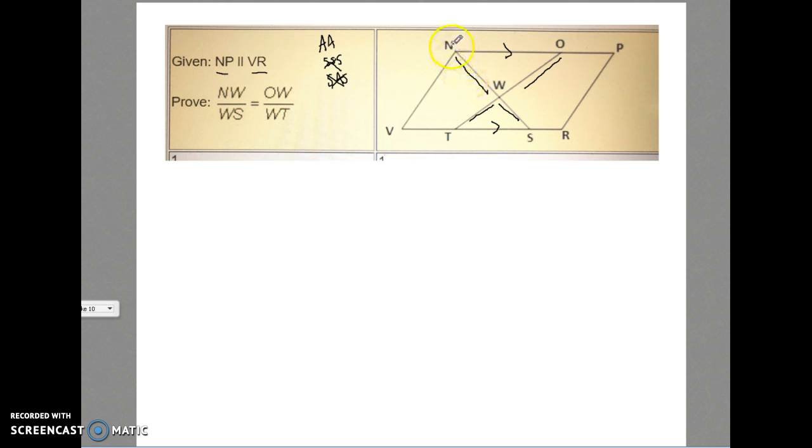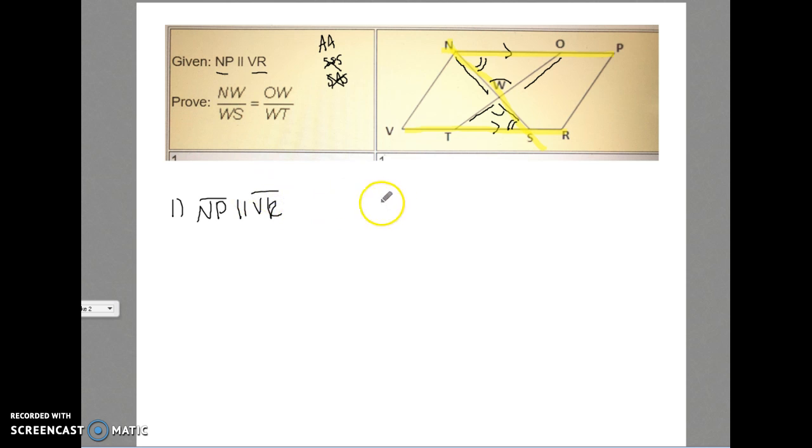Number one, I know I have these two parallel lines, highlighted here, cut by this transversal right here. When you have it cut by that transversal, you get some alternate interior angles that hopefully you see pretty quickly. So I have this as an alternate interior angle to here. And then the other angle that I have is this vertical angle right here. So I have two angles. If I can prove them similar by angle-angle, then I can move on and say that the corresponding sides are proportional.